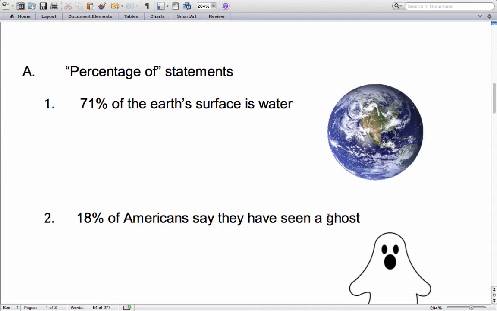Now, remember, percentage is a number out of 100, and the word "of" in math means multiplication. So right here, if we said 71% of the Earth's surface is water, I can already write 71 divided by 100, of means times, the Earth's surface. Now in this problem, they didn't give us what the Earth's surface was, so we might have to do a little research.